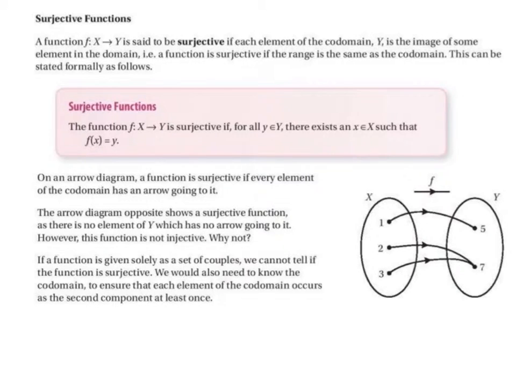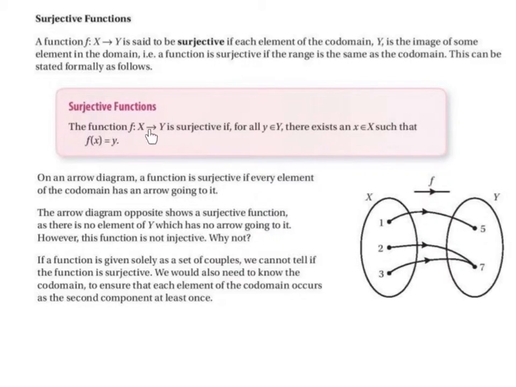Surjective functions. A function f(x) = y is said to be surjective if each element in the codomain Y is the image of some element in the domain. That is, a function is surjective if the range is the same as the codomain. This can be stated formally as follows.